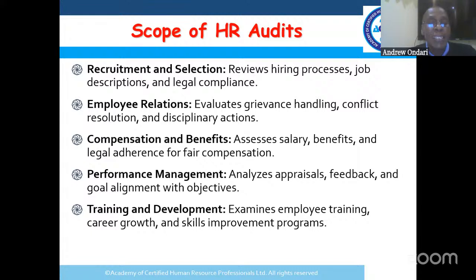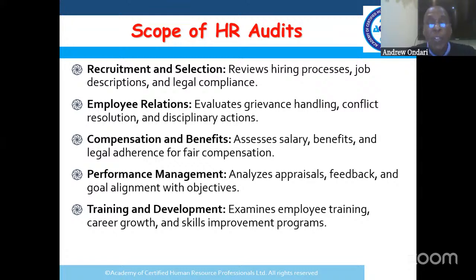The next key aspect that is audited is performance management. It looks at the systems, the processes, and the policies that govern performance management. In particular, it analyzes performance appraisals. So HR auditors look at the various types of appraisals that are in place and their effectiveness.